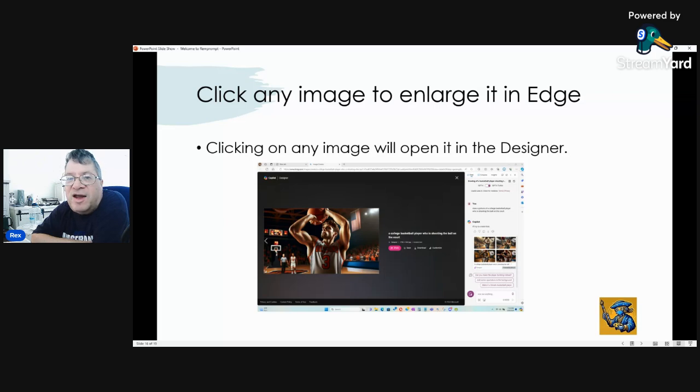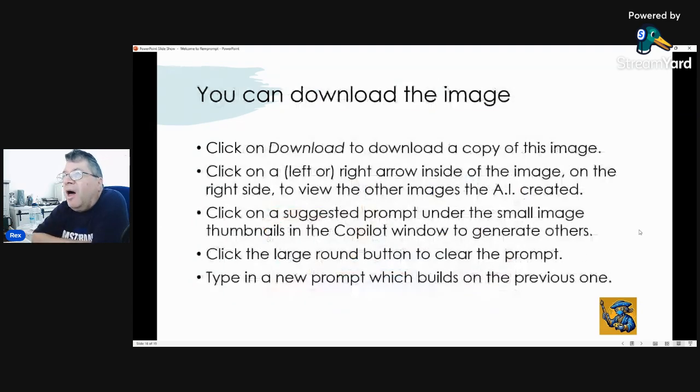We're going to go into that in another video. Share lets you email that picture to somebody else. And save lets you save that picture as well, if you have your own folder on your hard drive, or to your Microsoft account. So that's it very quickly in a nutshell. That's how it works, how to create one small image in the Copilot window.